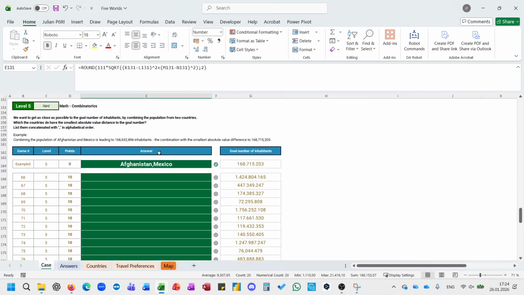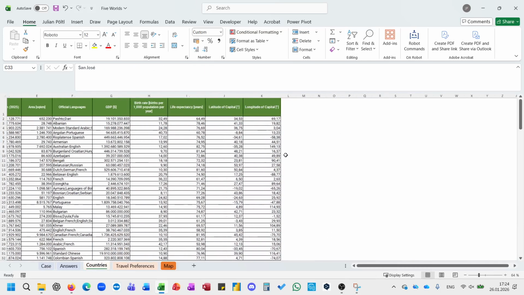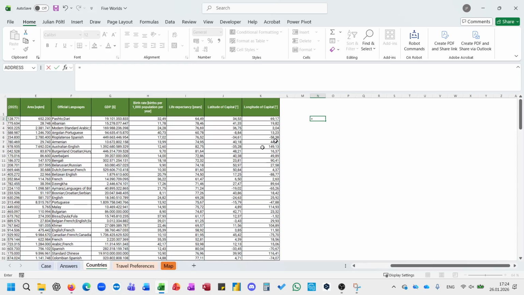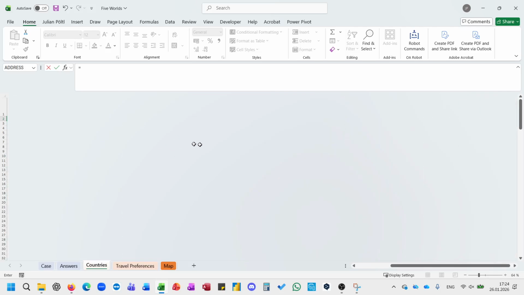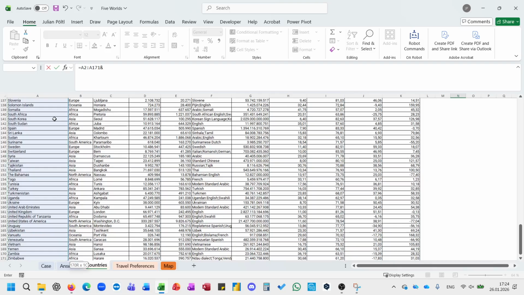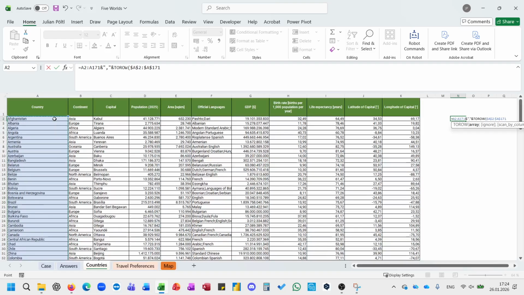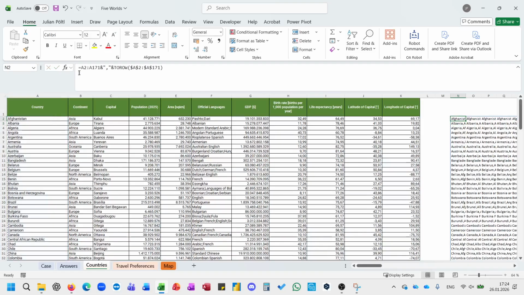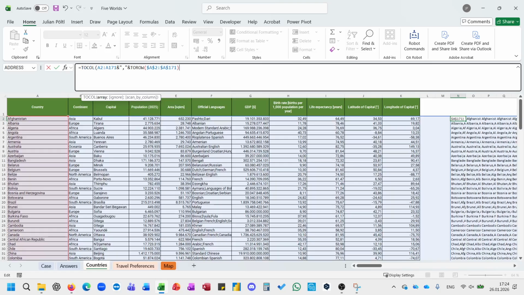Now, combinatorics. Here we are combining 2 countries, and we want to have the smallest distance to the goal number of inhabitants by combining those countries. And I show you this here. How do I combine 2 country names? By making a table that is including those countries here, a delimiter in between, and 2 rows of those countries here, and then making this a single column.